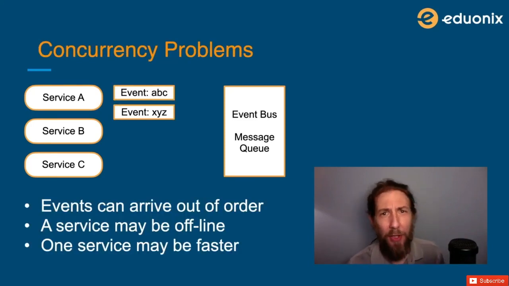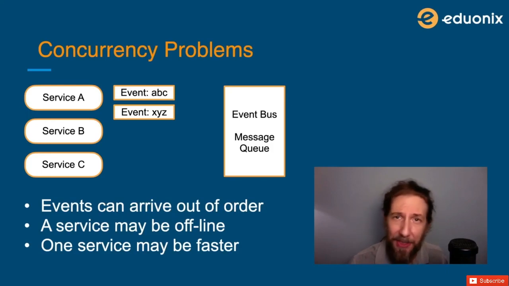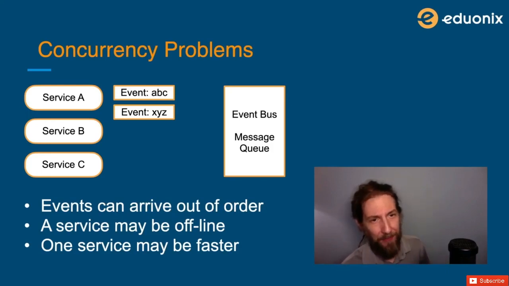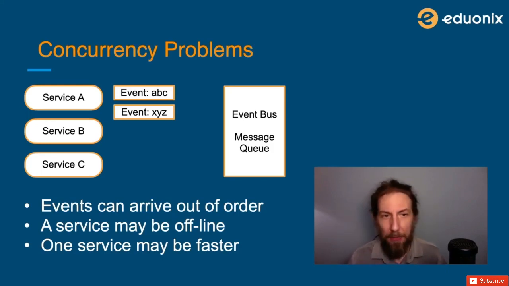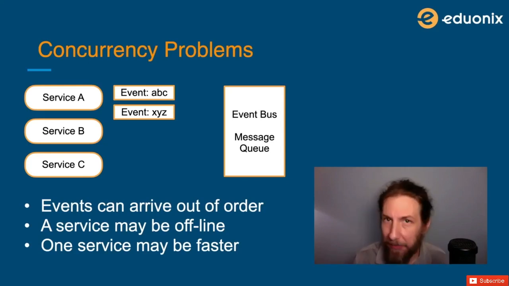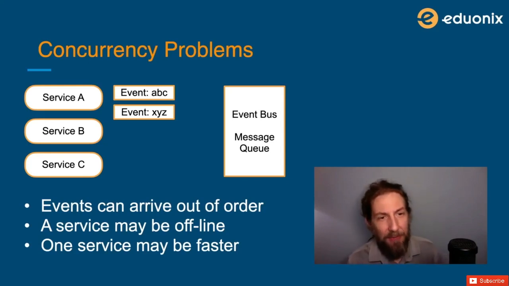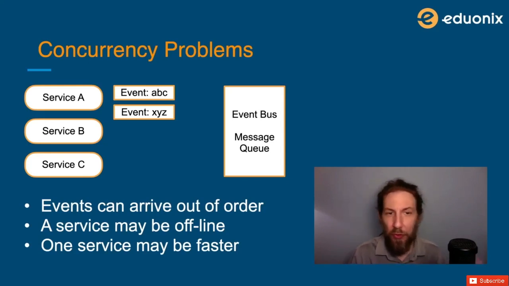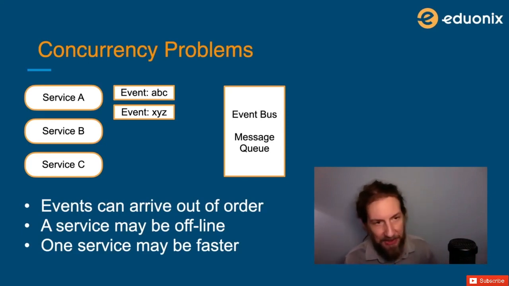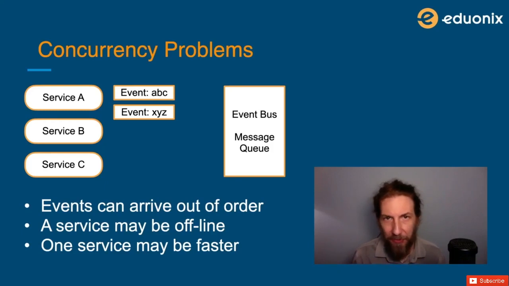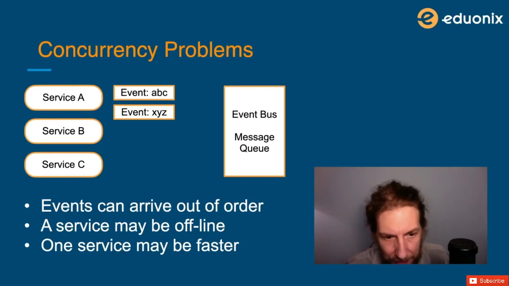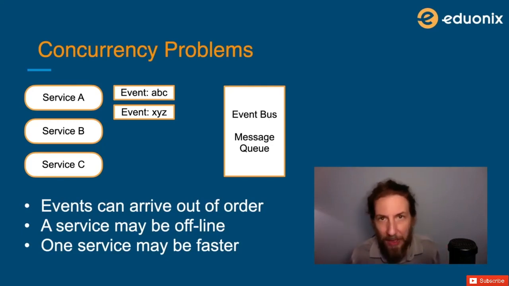This can lead to a lot of problems when we're using async communication in our microservices. For example, we have an event called ABC, and then we have another event happen, which we could describe as XYZ. Maybe it's very important for the ABC event to register before the XYZ event. And in a lot of cases, these events are just going to arrive out of order.